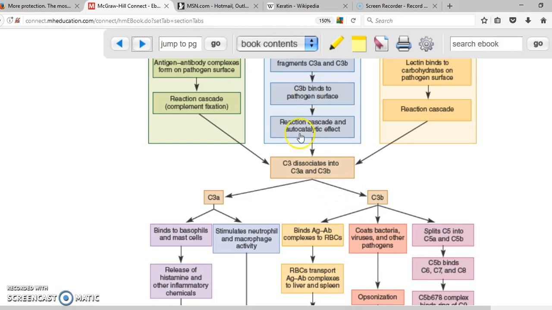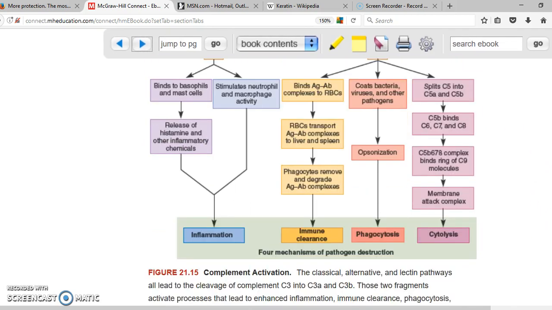The C3 protein is going to be transformed into C3a and C3b by these three ways. And the result of that is going to be these four items that you have right here. The first one is inflammation, immune clearance, phagocytosis, and cytolysis. Inflammation produces the four cardinal signs of inflammation, which are redness, heat, pain, and swelling.